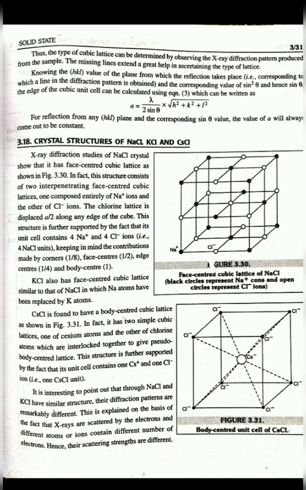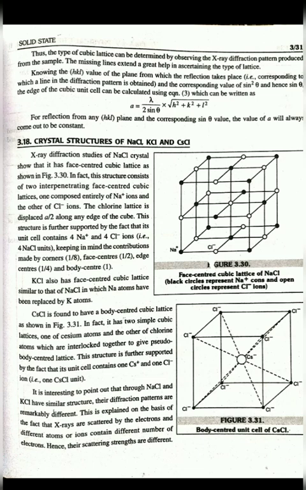In fact, it has two simple cubic lattices, one of cesium atoms and the other of chlorine atoms, which are interlocked together to give a pseudo-body-centered lattice. This structure is further supported by the fact that its unit cell contains one cesium positive and one chlorine negative ion, that is one CsCl unit.